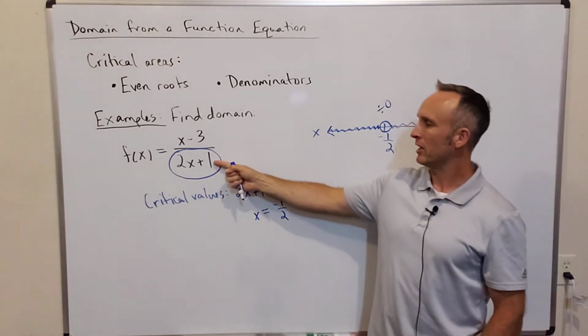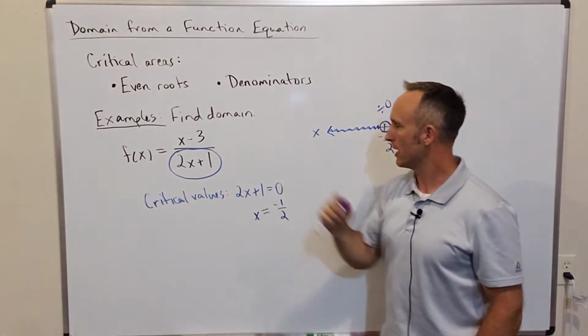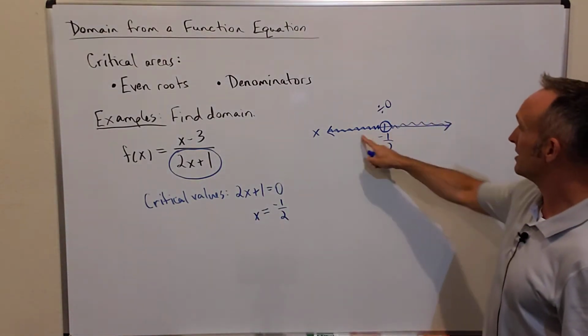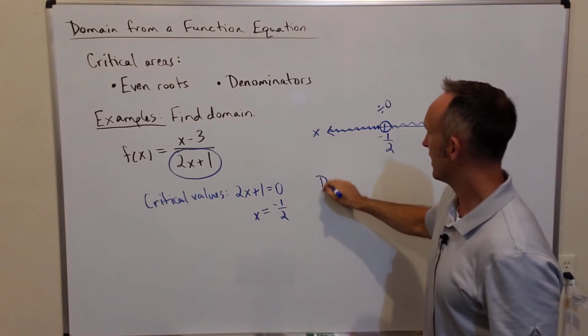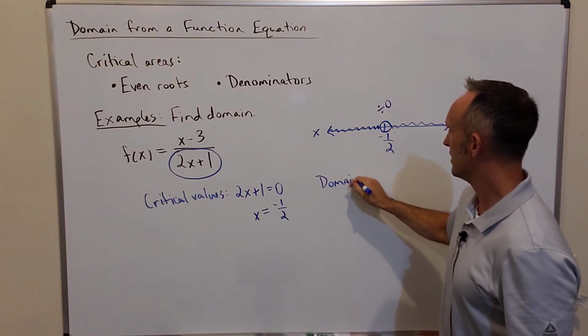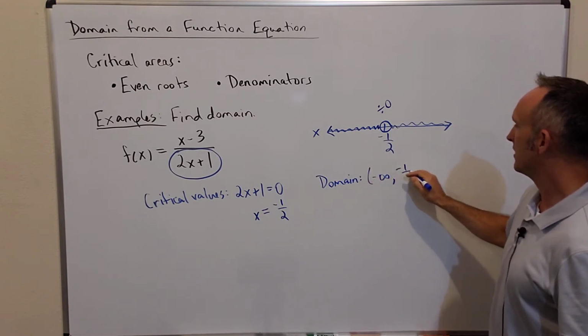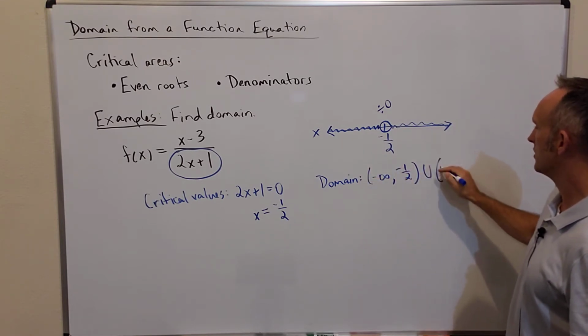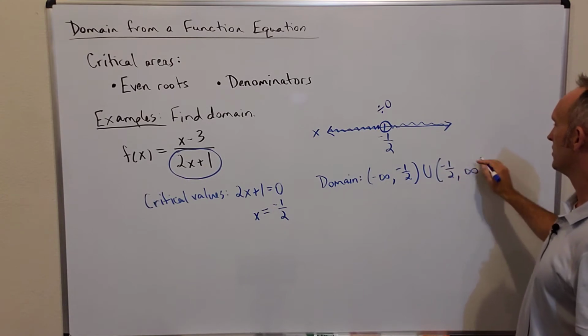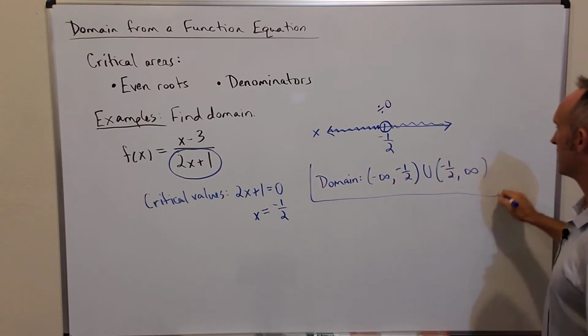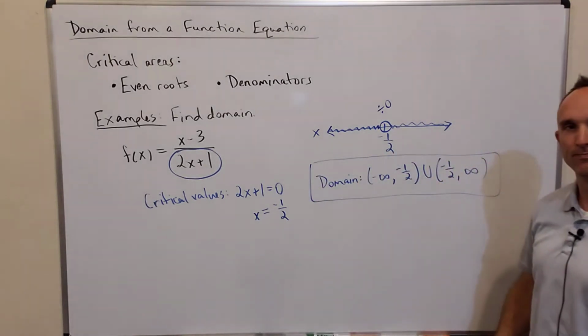Whenever we have a denominator, we just have to make sure it's not 0, okay? So this is my domain. So if I write that in interval notation, it looks like this. -∞ to -1/2 union -1/2 to infinity. And that's the domain of that function, okay?